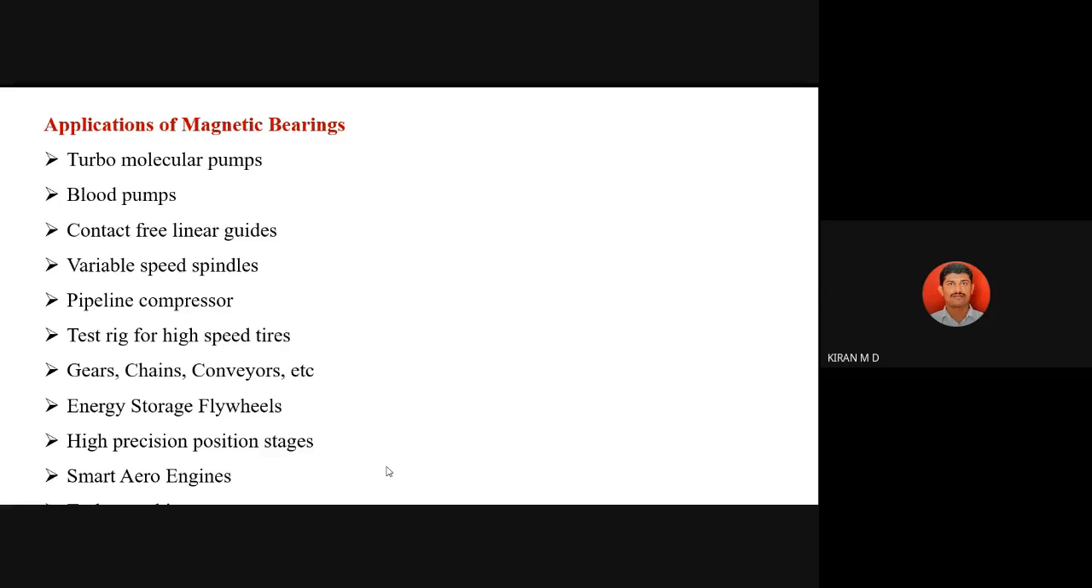That is also one of the important applications. In a flywheel, whatever energy is stored is transmitted while it is rotating, and the friction between the wheel and shaft causes a loss of energy. To avoid that loss, we can use the magnetic bearing. And high precision position stages: to provide high precision positioning, we use the magnetic bearing. Also smart aero engines and turbo machines. These are the applications of magnetic bearings.